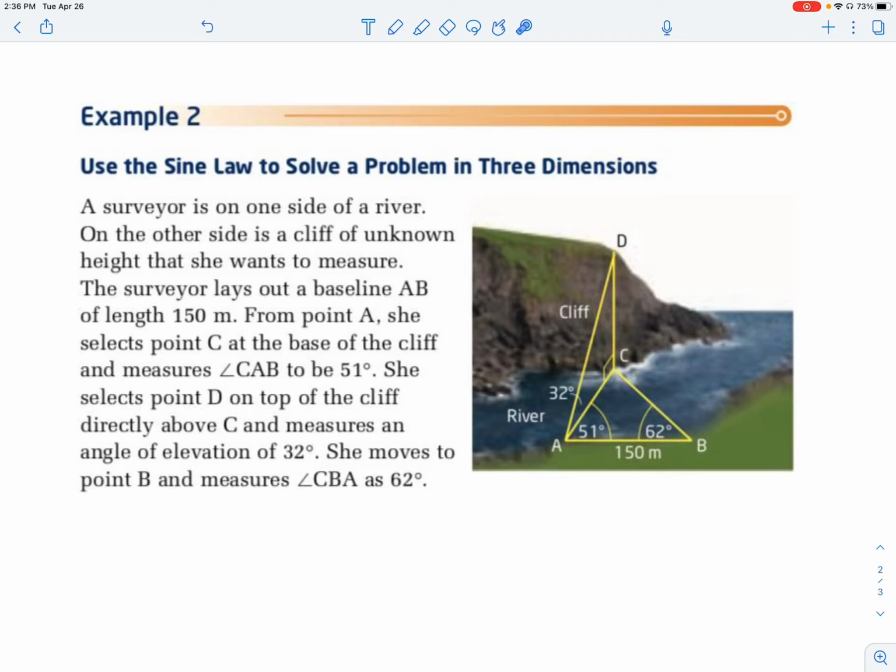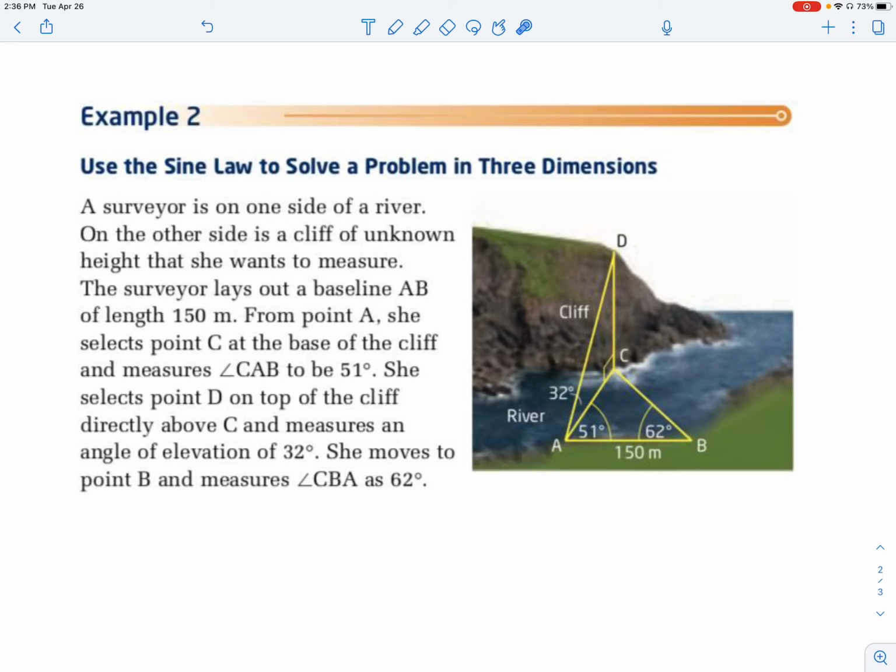Okay, so it says here, a surveyor is on one side of a river. On the other side is a cliff of unknown height that he wants to measure. So we're going to be trying to find this height. The surveyor lays out a baseline AB of length 150 meters. So the surveyor is on this side of the river, and she lays out a baseline from point A to point B, 150 meters long.